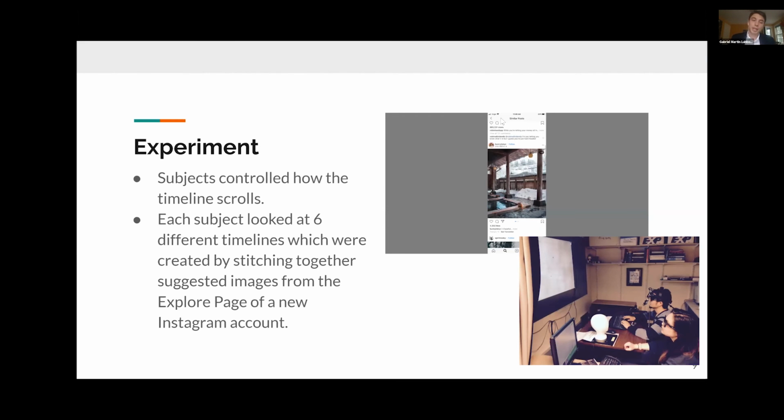Then we began running the experiment. We created this Instagram-like format, which we blew up onto this projector here, and had people run through 6 timeline images, which I created by making a blank Instagram account and looking at what Instagram thought a generic user would find the most captivating. We managed to run 2 subjects through 6 different timelines before testing had to be cut off due to the coronavirus.